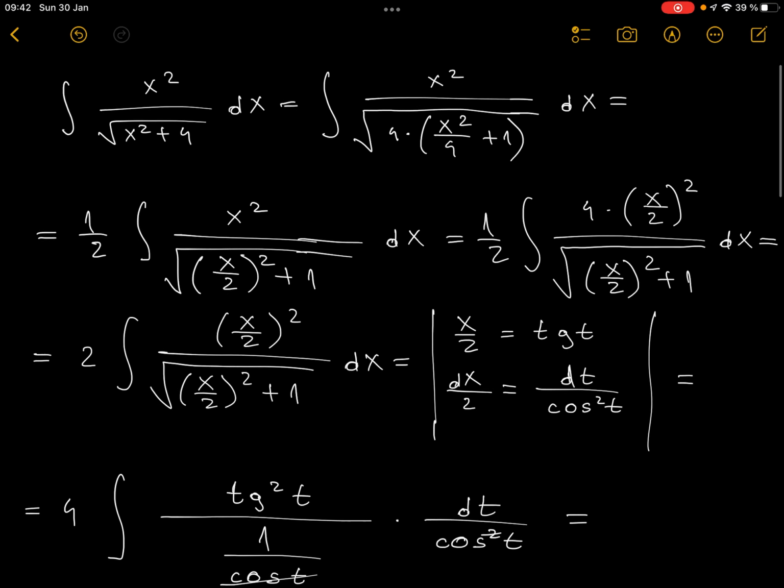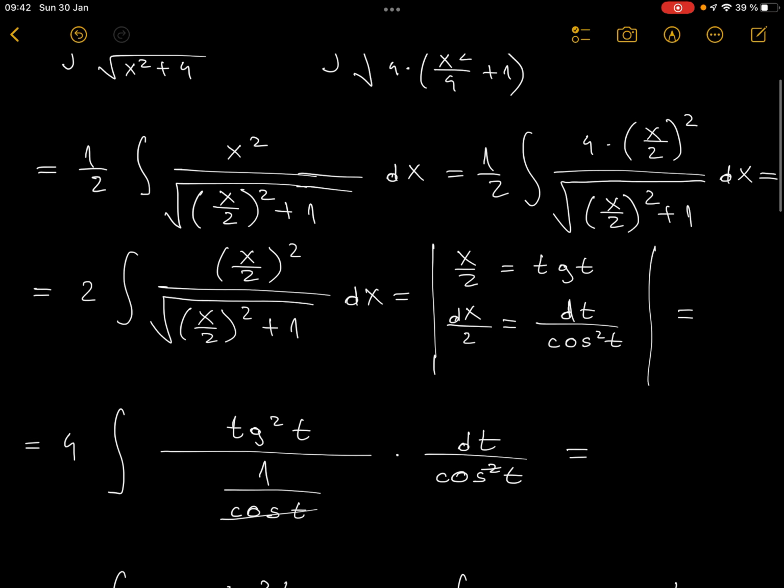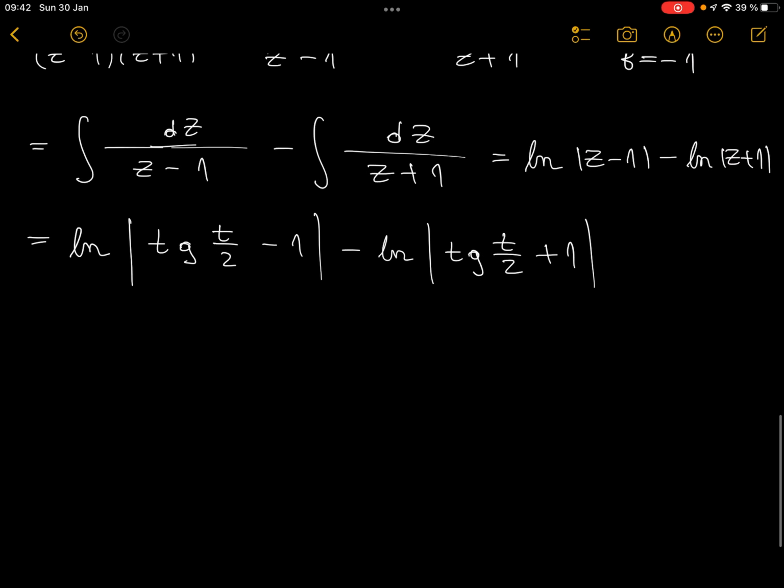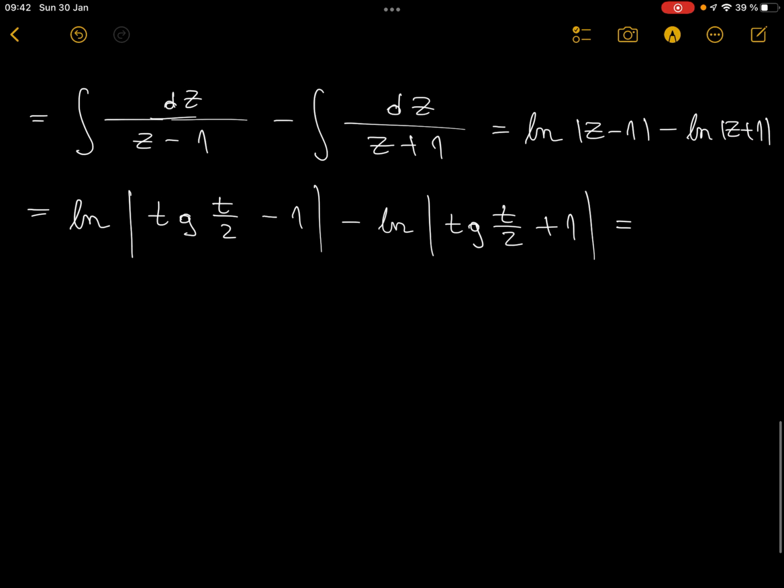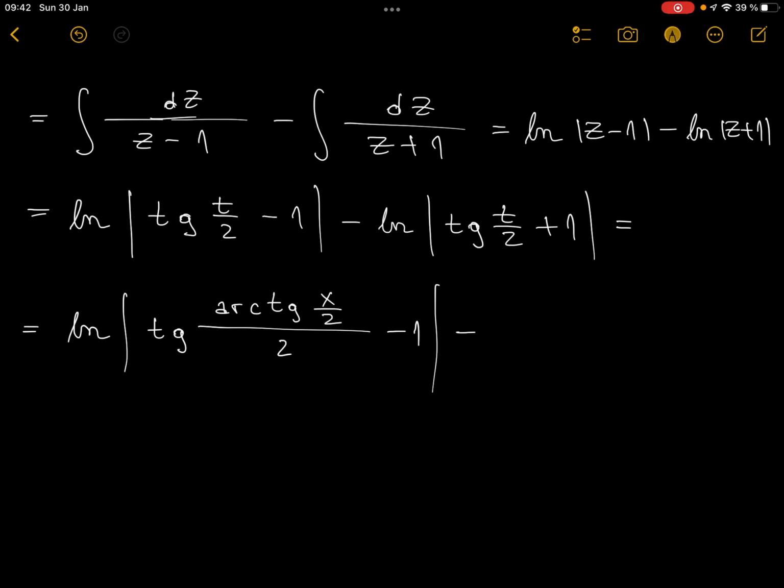And of course, t is equal to the arctangent of x over 2, which gives the ln of the tangent of the arctangent of x over 2, everything over 2, minus 1, minus the ln of tangent of arctangent of x over 2, everything over 2, plus 1.